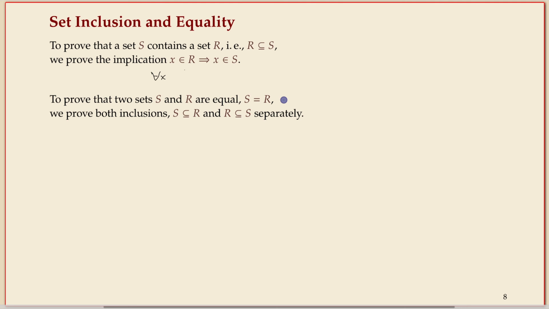We can also sometimes want to prove that two sets are equal, but S equals R is the same as S is contained in R and R is contained in S. So again, we can go back to implications all the way through, and we know how to deal with those. That's my assumption for now.